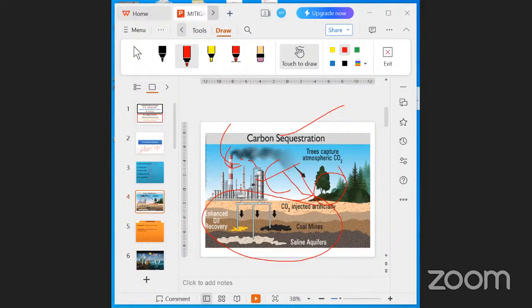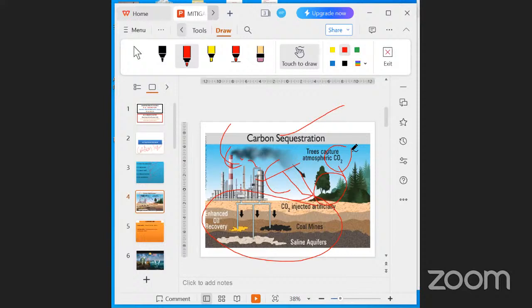And there are several methods of carbon sequestration. Those are biological carbon sequestration, geological carbon sequestration, technological carbon sequestration, and blue carbon. So what is biological carbon sequestration? Biological carbon sequestration means soil, forest, oceans, right? What is the forest? Forest means trees and plants absorb carbon dioxide through photosynthesis and store carbon in biomass and soil, right? So that is the forest.